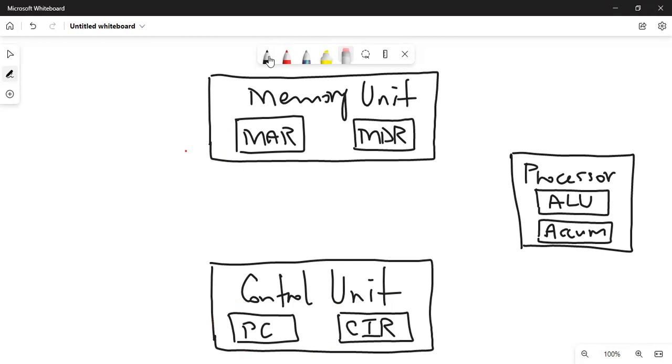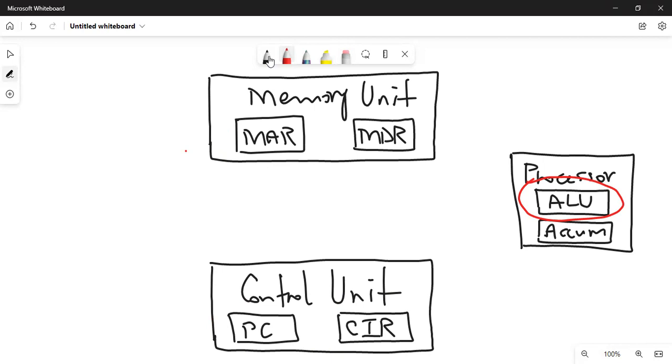Moving forward, in the processor I have two main registers. ALU is responsible for carrying out all the arithmetic operations like addition, subtraction, multiplication, and division, as well as all the logical operations like AND, OR, NOT, or maybe comparison of two numbers. So this is the role of ALU, mathematical operations.